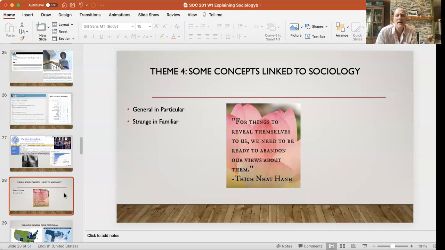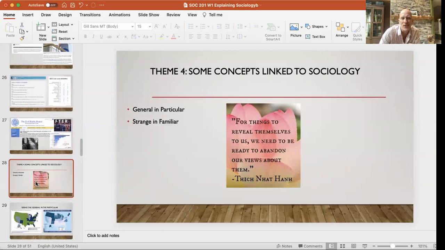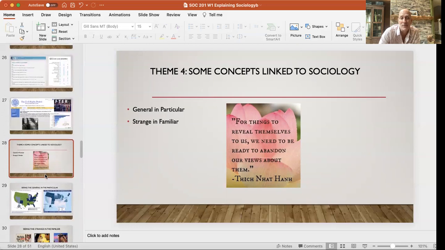Okay, number 4, some general concepts. The theme here is really some general concepts, ways of thinking about things sociologically. The general and the particular: we're looking at patterns of behavior. The particular is the individual, and the general is looking for patterns. That's the focus of the social sciences. Some disciplines maybe more than others, but really, we're not interested in the individual, but in the patterns among individuals. Then the strange and the familiar: the taken for granted world, day-to-day life, is the familiar, and the task is to see the strange, the novelty in the familiar.